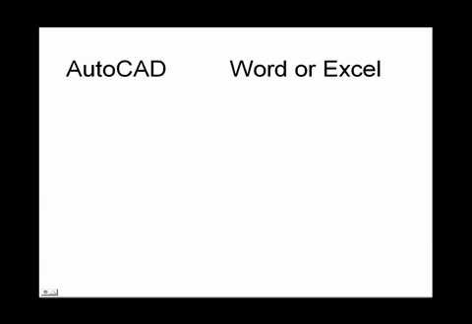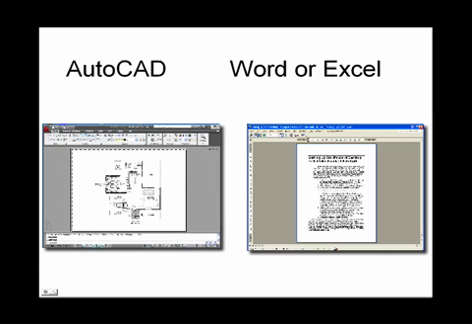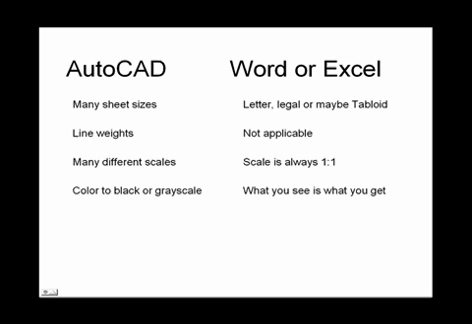Printing in AutoCAD is a bit more complicated than your average Windows program. This is because AutoCAD places many more demands on the quality of your printed output. In a word processor, you're usually going to a letter, legal, or tabloid size sheet. AutoCAD lets you print to a much wider range of paper sizes. You're also concerned with line weights and drawing scales in AutoCAD, something you don't have to deal with in a typical word processor document.